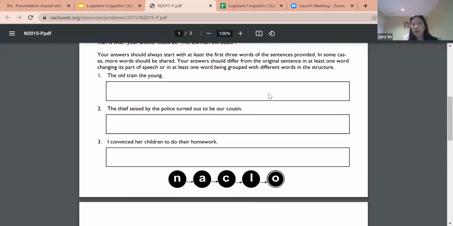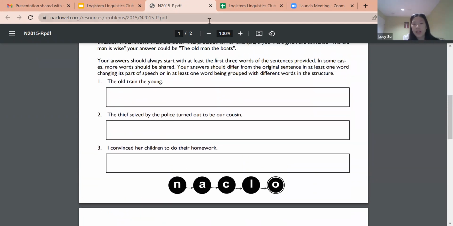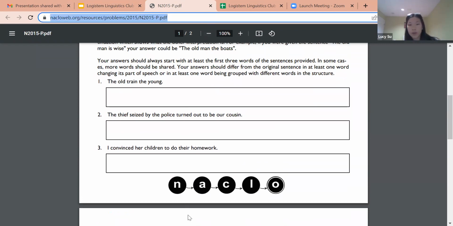So your word should always start with the first three words of the sentence, and in some cases, more words can be shared, so you can add some into it in some cases, and they should differ from the sentences in at least one word, and one word should at least be bracketed differently in the sentence. So you guys can start doing the problem, and I'll also send the link in the chat if you want to print out the PDF.